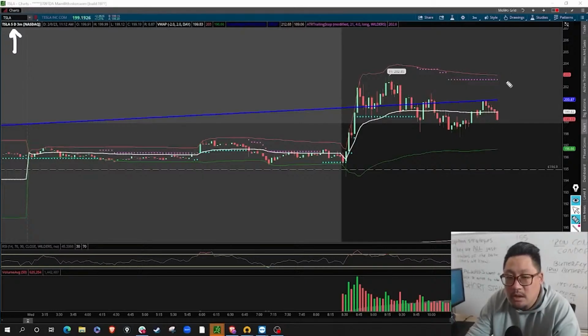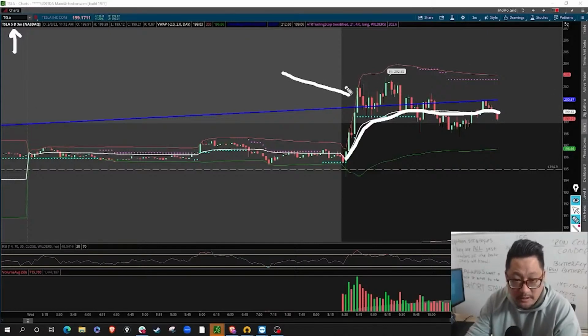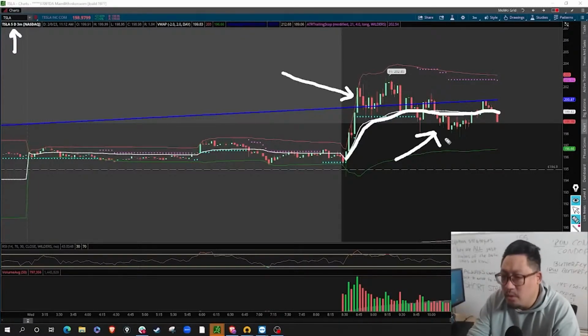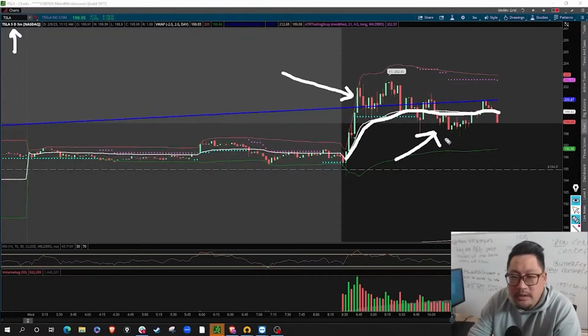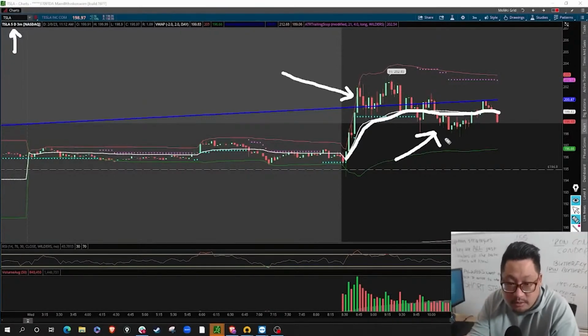Now, let's talk about the utility of these indicators. The volume weighted average price, which is this white line, I'm just going to draw it really quick. This tells me a lot. Structurally, what we want to do is be aggressive buyers when the stock is above the VWAP, which is that white line, and aggressive short sellers when it is below that white line. Does that make sense?